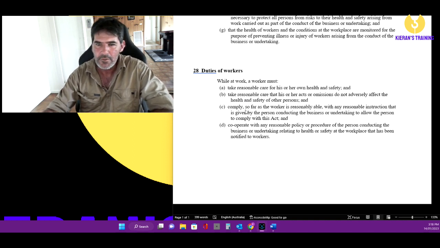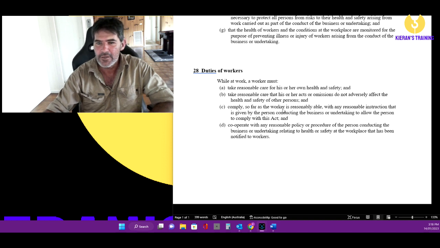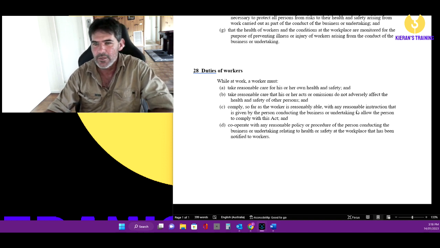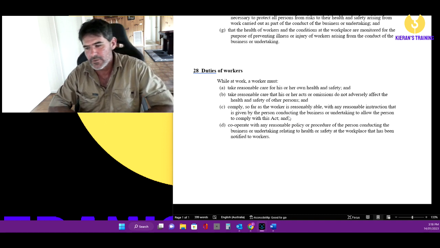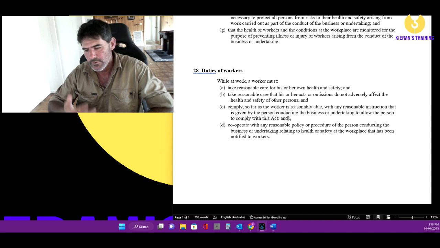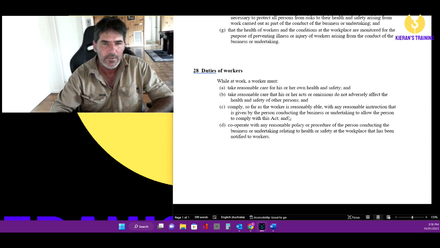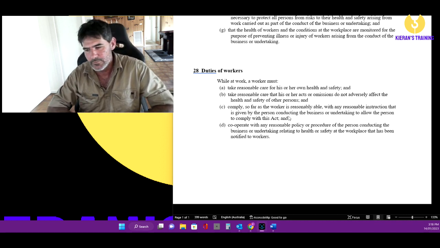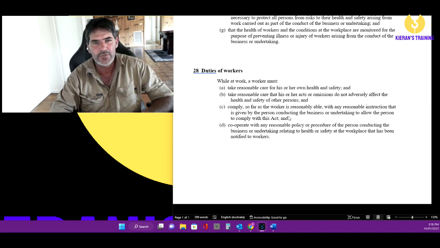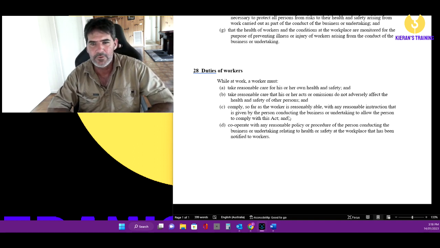Now, comply, so far as the worker is reasonably able, with any reasonable instruction that is given by the person conducting the business or undertaking to allow the person to comply with this Act. So essentially, if they ask you to do something in order to maintain compliance with the Act, so far as you're reasonably able to do it, it's always a good idea to do it. They're not doing it for fun, they are doing it to make sure they look after the health and safety of everyone on the site.